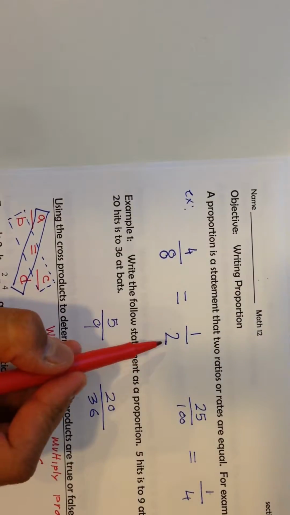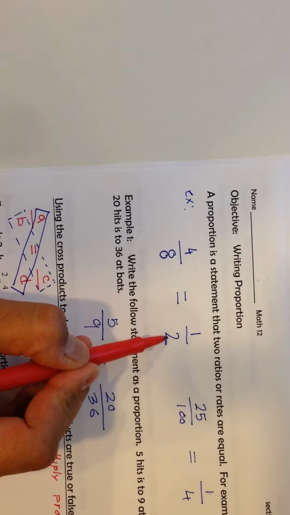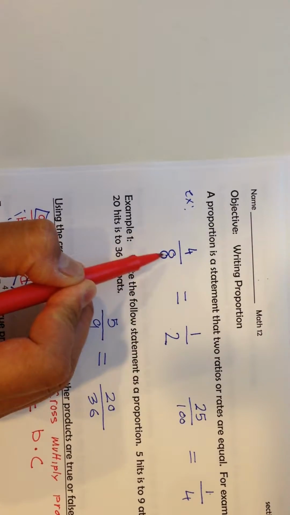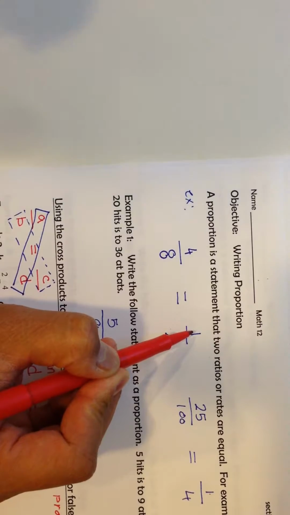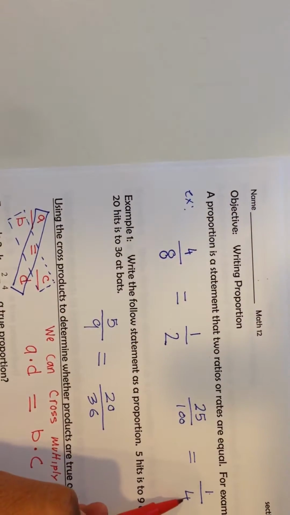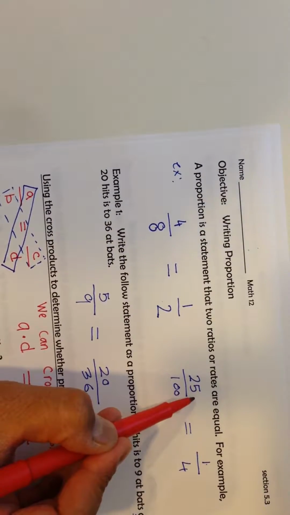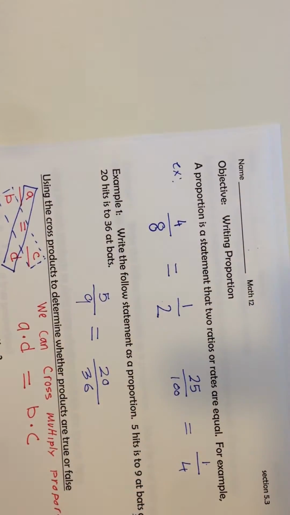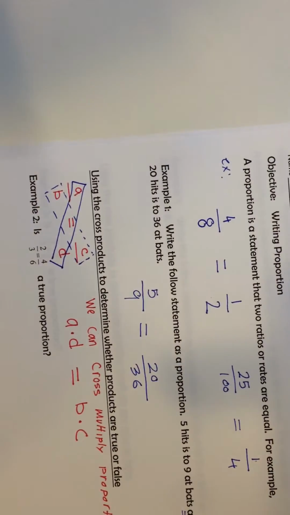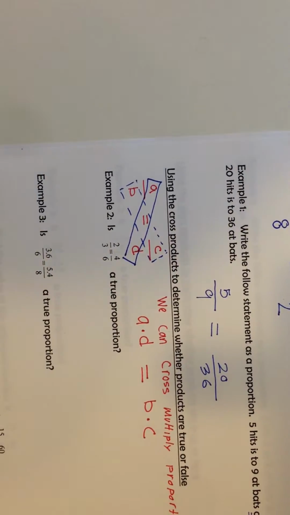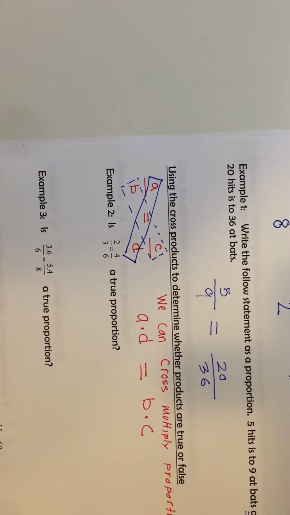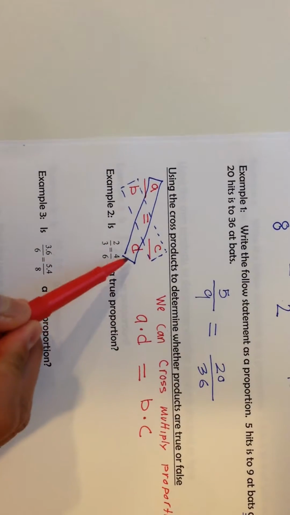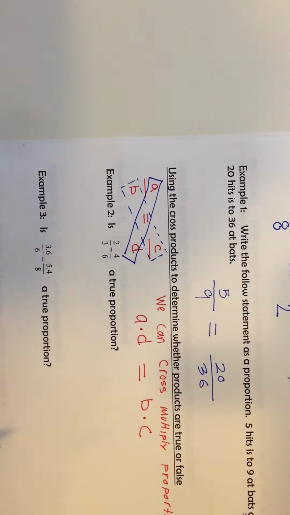I could have cross multiplied this proportion. 2 times 4 is 8. 8 times 1 is 8. So they're equal. See? 4 times 25 is 100. 100 times 1 is 100. So you can cross multiply a proportion and they're equal. That's one of the biggest things I want you to take away from section 5.3, is the fact that we can cross multiply a proportion.